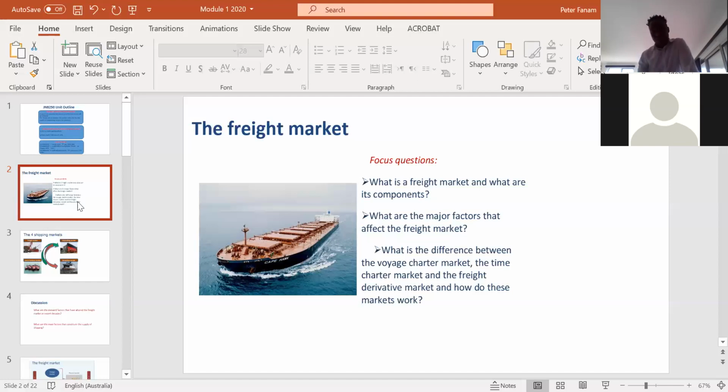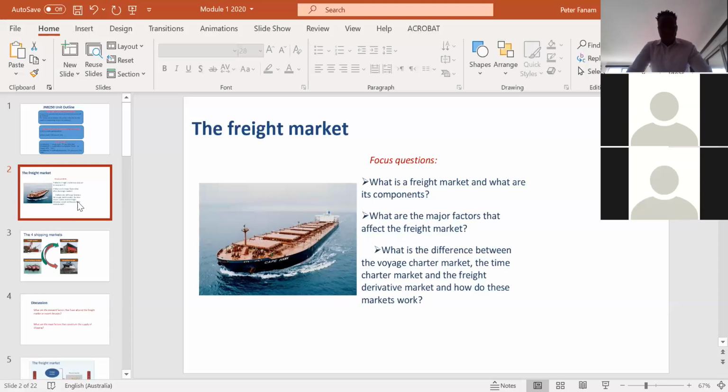So just to throw it to all of you, when somebody talks about freight, or in this context, when we're talking about freight, what comes to mind? What understanding do you have about freight?